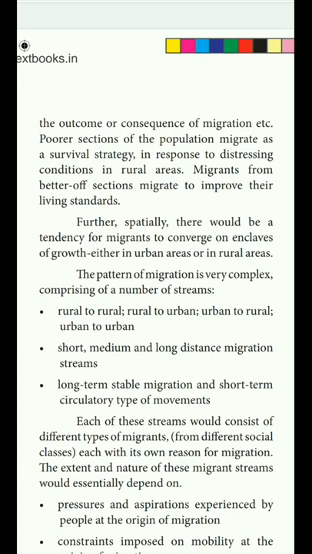First point: rural to rural, rural to urban, urban to rural, urban to urban. What are the patterns of migration? Or discuss the patterns of migration. How these people are moving, from where to where, for what purpose. Okay. So, rural to rural. For example, we can say, from one village to another village, from Monday market to Friday market.